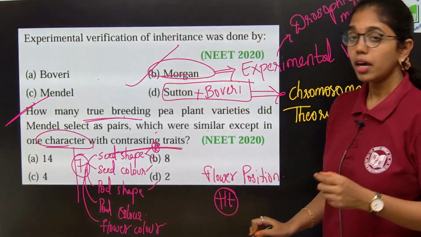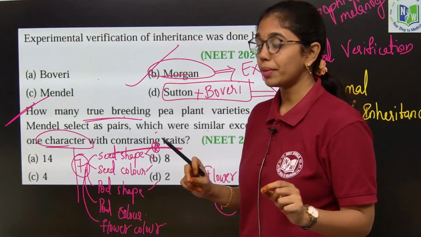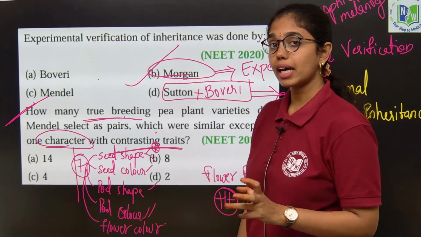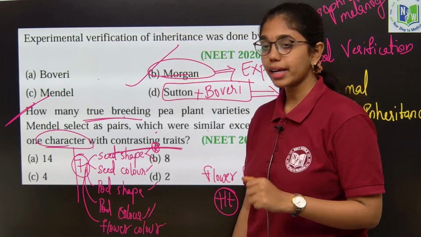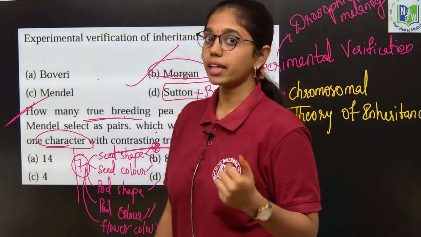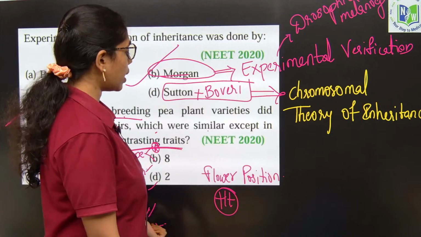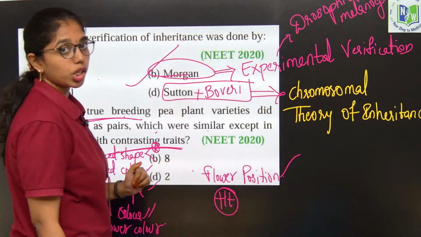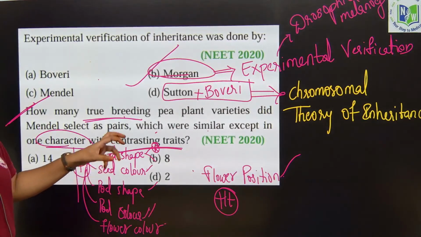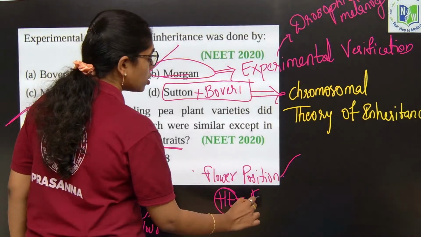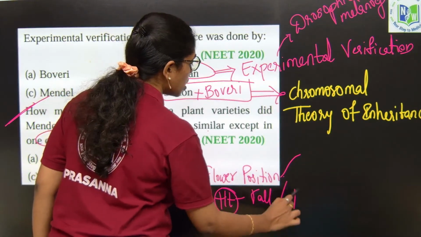Pod shape, what? Inflated shape is dominant and constricted is recessive. Pod color, green pod color is dominant and yellow pod color is recessive. Flower color, purple or violet color is dominant and white color is recessive. Flower position, axial position is dominant and terminal position is recessive. Height, tall is dominant and dwarf is recessive.